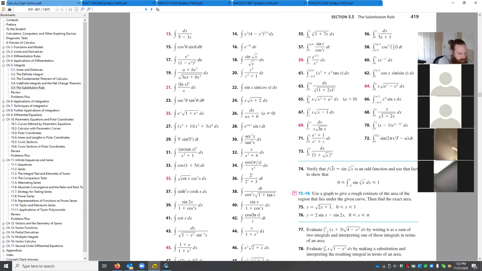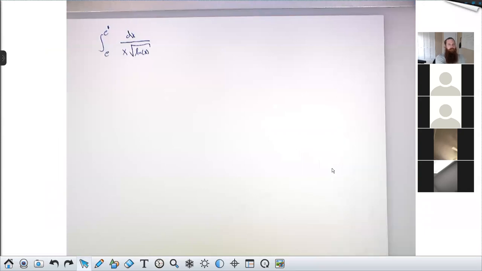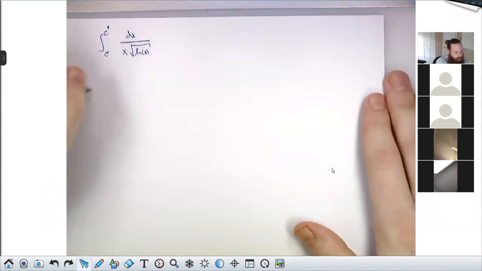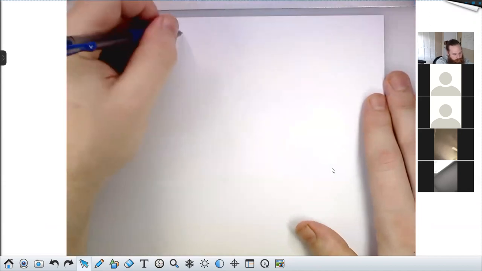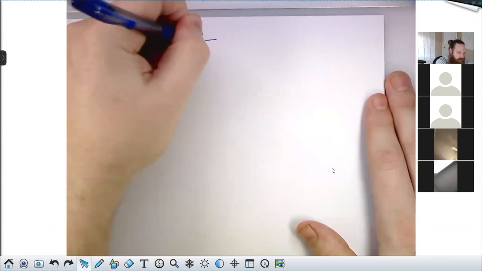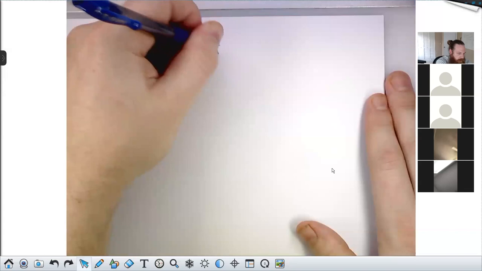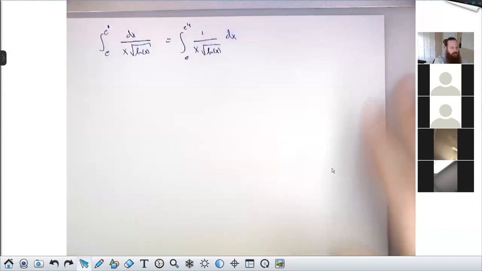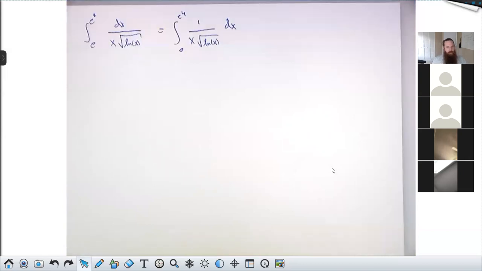All right, that's the integral from e up to e to the 4 of, they write it as, dx over x square root natural log x. All right, this is enough to get going. So my first step here would be to rewrite that as the integral from e up to e to the 4 of 1 over x square root ln x dx. That's more how we're used to seeing these. Lower bound there is an e.